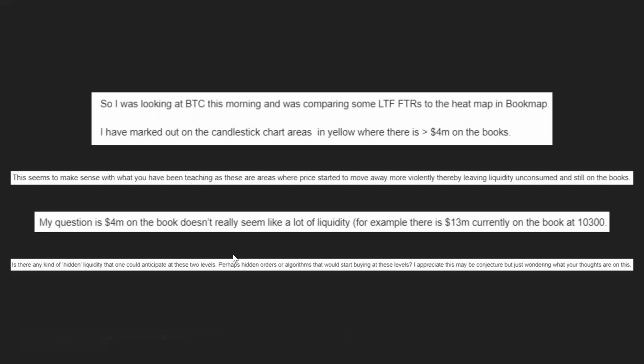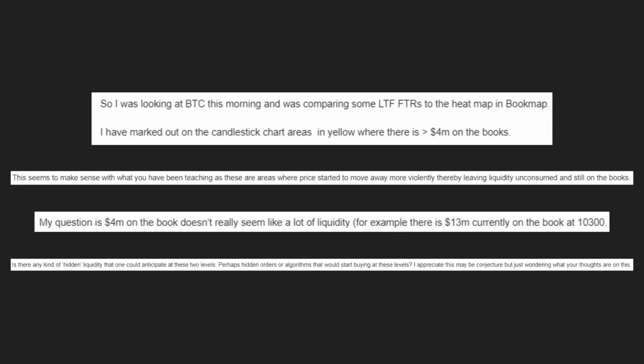So I was looking at Bitcoin this morning, comparing low time FTRs to the heat map and book map, and you just marked out on a candlestick chart where there was some significant liquidity on the books. My question is, 4 million on the book doesn't really seem like a lot of liquidity. For example, there's 30 million currently on the book at 10.3. Is there any kind of hidden liquidity that one could anticipate at these levels? Perhaps hidden orders or algorithms that would start buying at these levels? I appreciate this may be conjecture, but just wondering what your thoughts are on this.